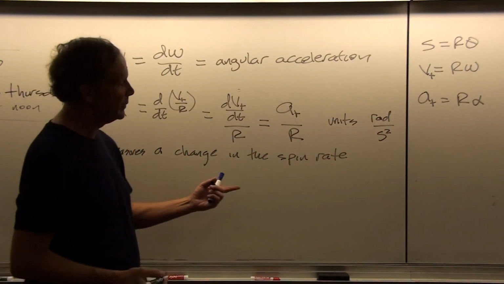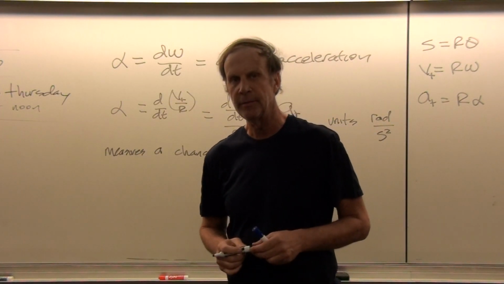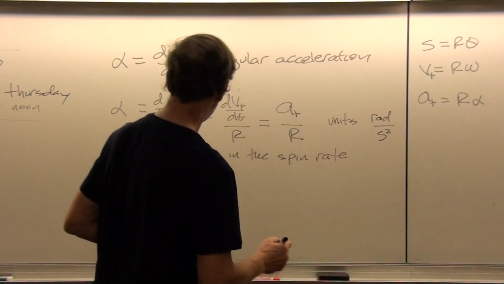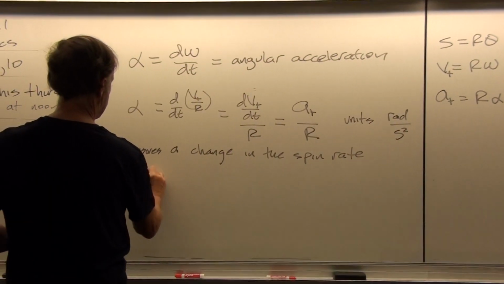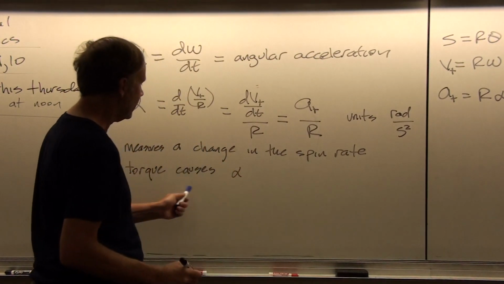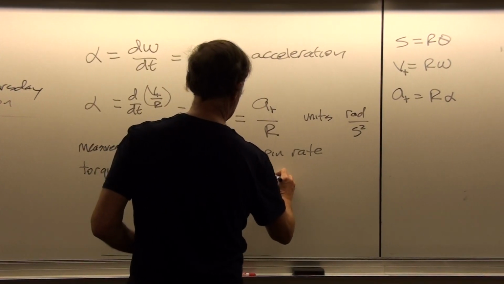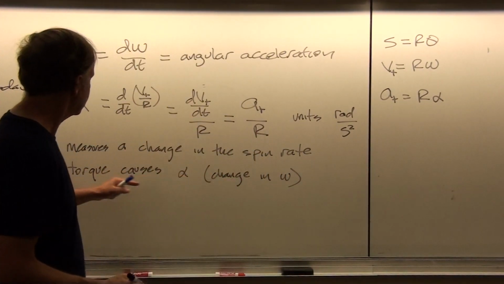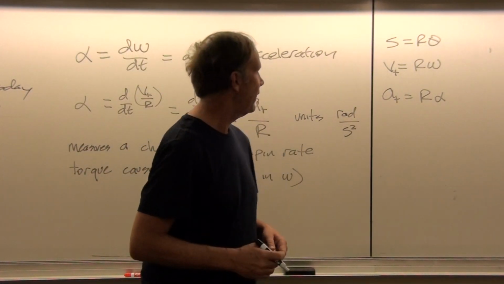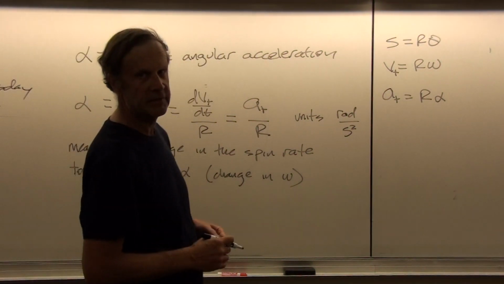Now, how do we get a change in the spin rate? Well, we're getting to that, but we've already had some preliminary look at torque, and so that's what does it. So torque causes alpha, which means a change in the spin rate, or a change in omega. Okay, so we want to be thinking this way, although we don't need that quite yet, because what I want to do next is set up what are called our rotational kinematics equations.